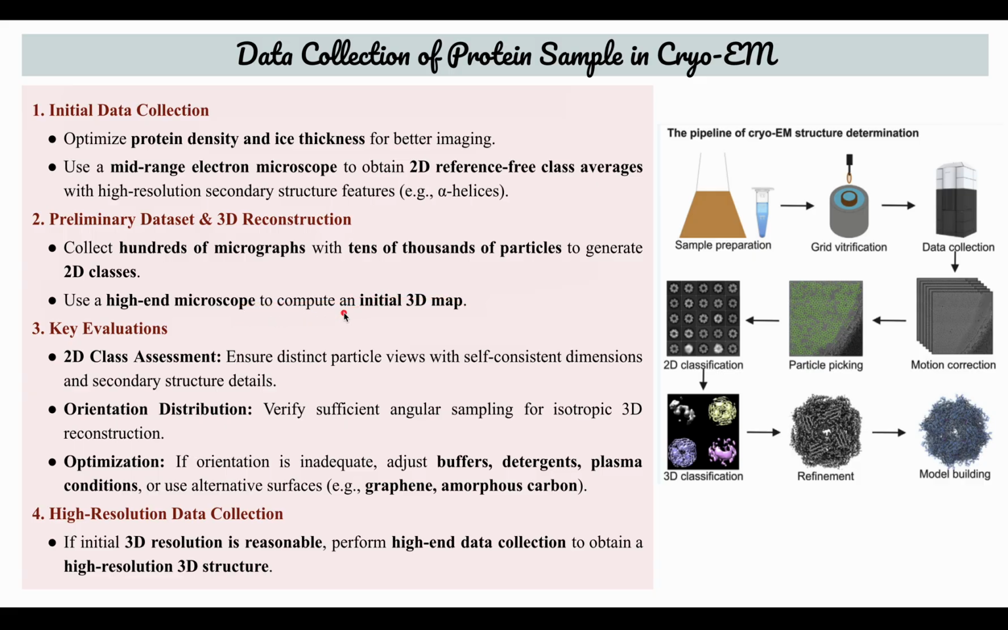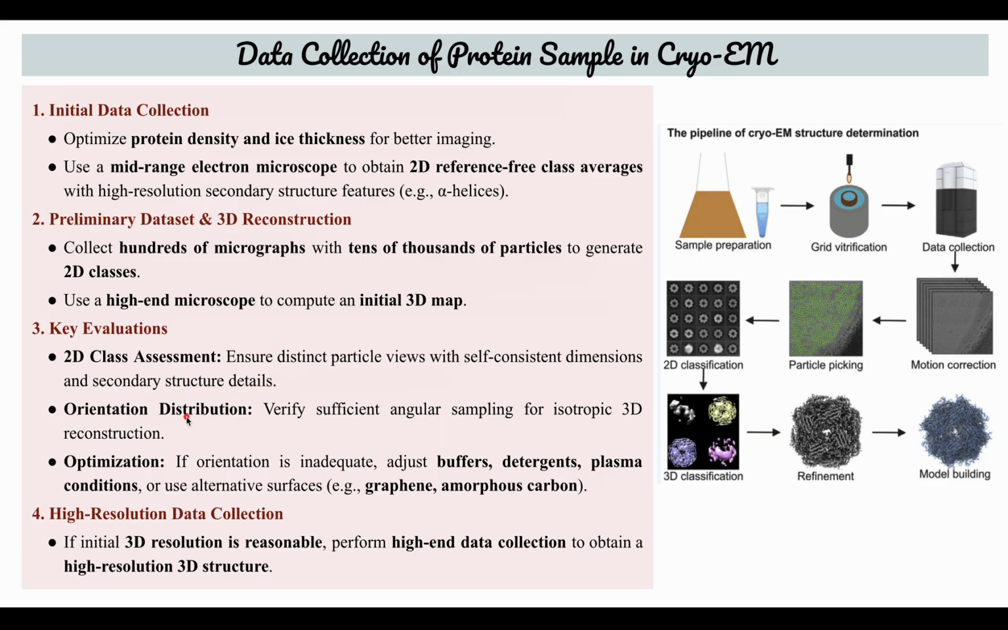Computer programs already exist which will perform this classification, and then the reconstruction of the 3D pictures or 3D map. The key evaluation is the 2D class assessment, which ensures distinct particle views with self-consistent dimensions and secondary structure details. We have to make sure that the particle you are viewing is distinct. If they are close to each other, then they will be kept in a single class of this 2D image. And then we also make sure that it has proper secondary structure detail.